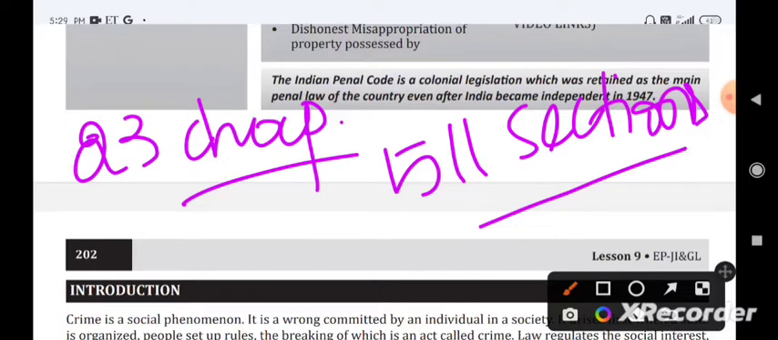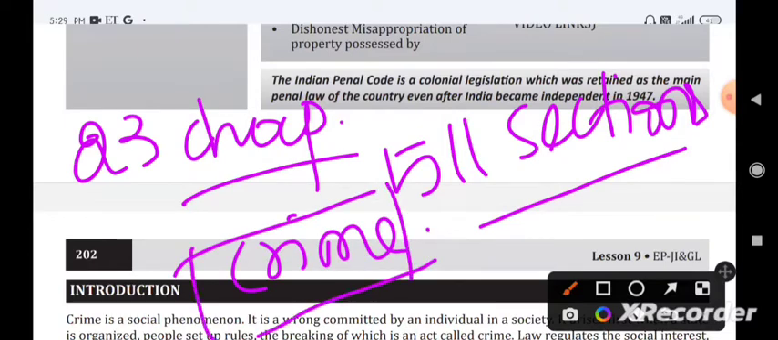When a state is organized, the people set up rules, right? When a state begins, the people of that place start setting rules, and the breaking of those rules is called a crime.